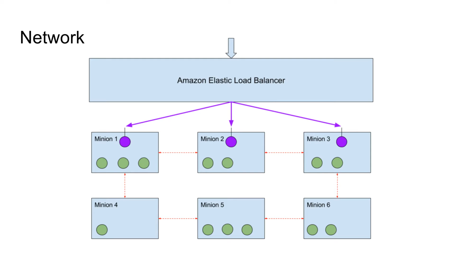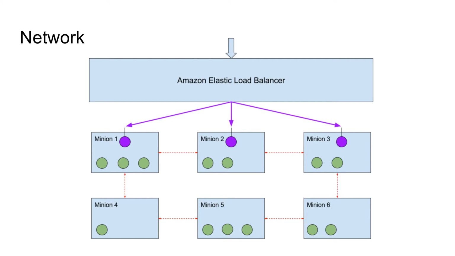So this is the network architecture we currently have. We have an AWS ELB facing the internet, and then we have 6 minions. The purple ones are the reverse proxies, Nginx proxies, which are port mapped with the host machines on port 80, and those machines are added to the AWS ELB. The other 3 machines do not have reverse proxies, but every minion is connected to each other in a point-to-point IPsec VPN, so it's a full mesh.